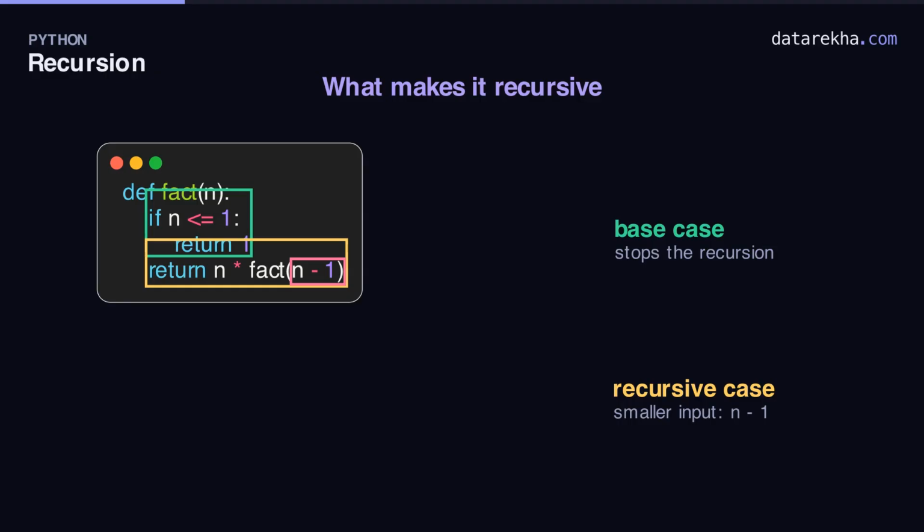The crucial detail, the input shrinks. We call ourselves on a smaller number, one step closer to the base case. Move toward the base, always. That is what guarantees the recursion ends.